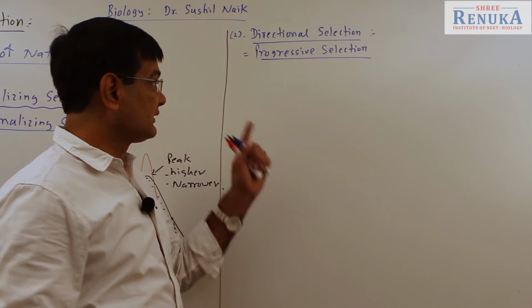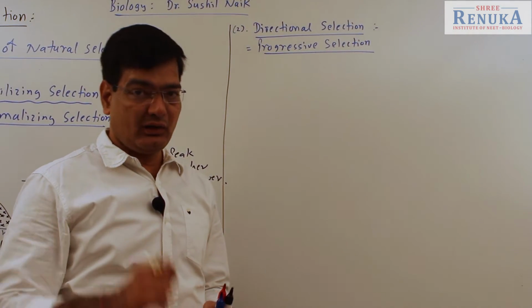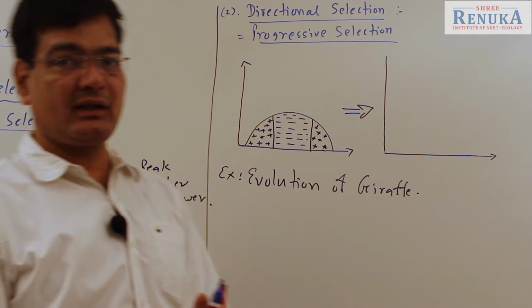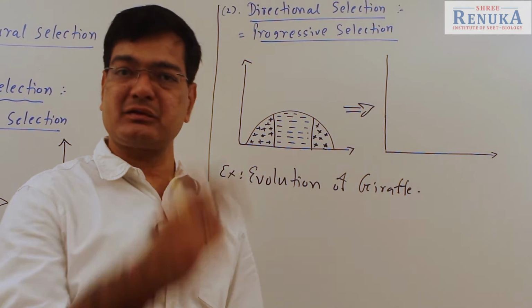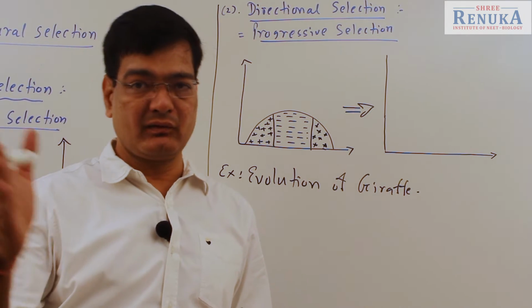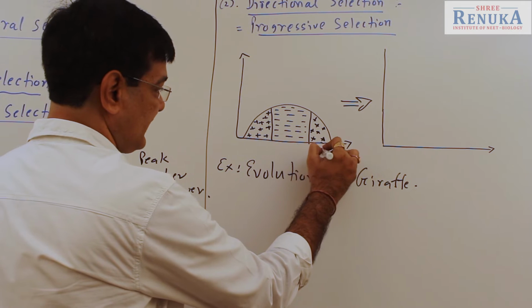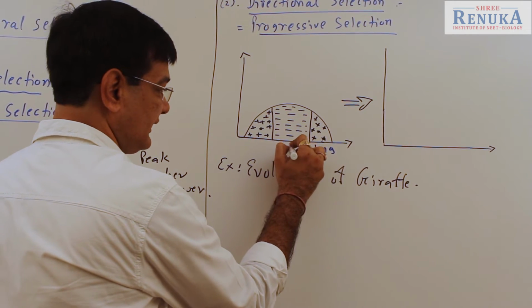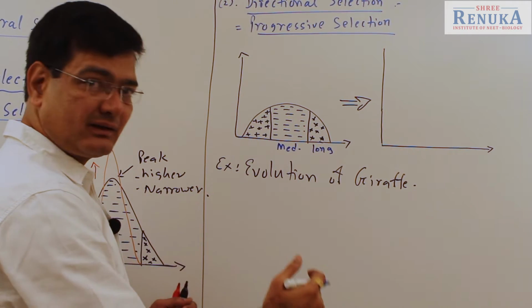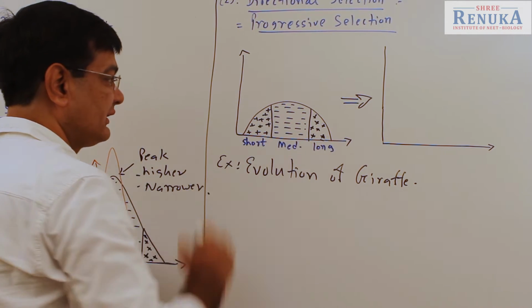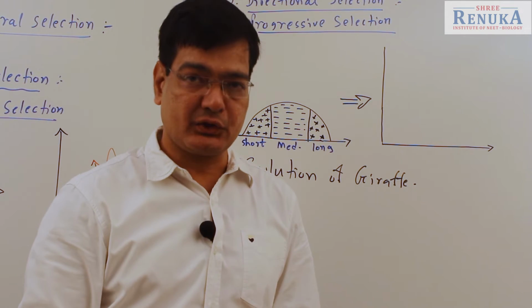Now let's talk about directional selection, or progressive selection. According to Lamarck, there were three different kinds of phenotypes in the neck length of the giraffe. Some giraffes have a long neck, some have an intermediate or medium length neck, and some have a very short neck in the population.